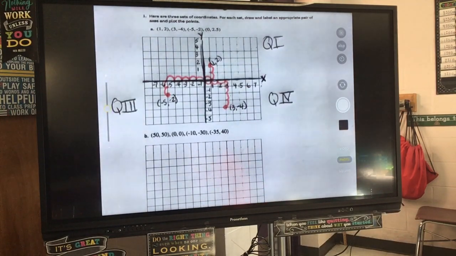Okay, and the last one, 0, 2.5. So 0, 2.5. I don't think it'll be in a quadrant. I think it'll just be located on the y-axis, because 0 would be the origin, and that's your x point. So you go up 2.5.